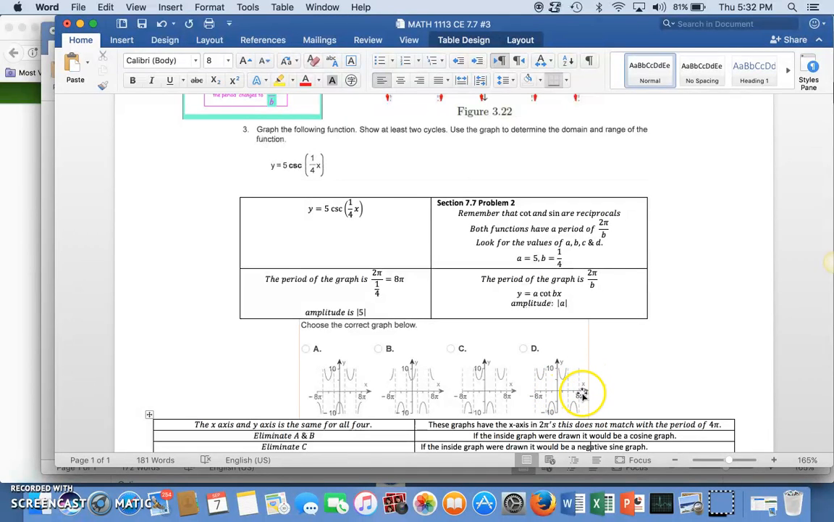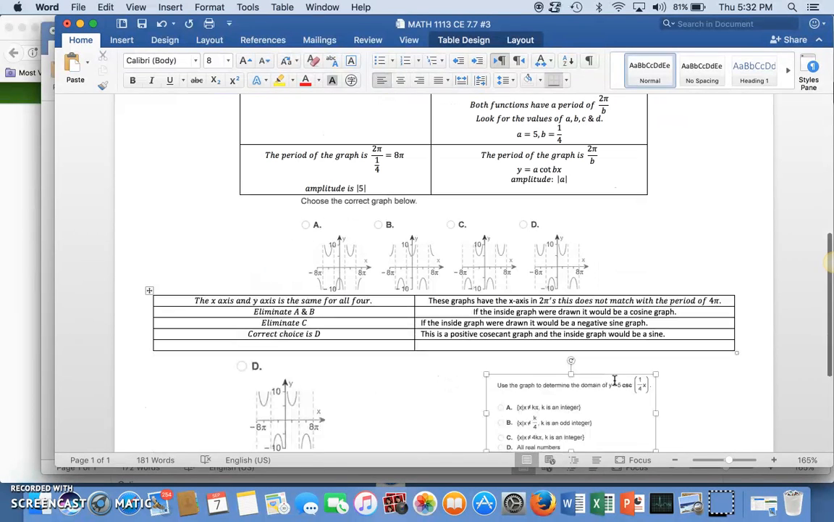And the period is 8 pi. 0 to 8 pi, that's a full period, an up and a down. So that's the period, that's the period. So D is your best answer here. The x and y axes are all the same, so that's not going to do anything for you. You can eliminate A and B because the insides would be a cosine graph. Then we eliminated C because it would have been a negative sine, so your correct answer is D.